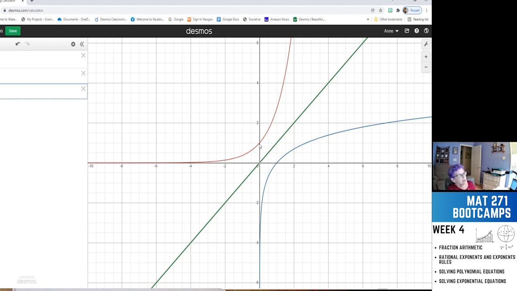So e raised to the 0 power is equal to 1, so the natural log of 1 is equal to 0. e raised to the first power is equal to e, so the natural log of e is equal to 1. Did that help? Yes, very, very much. Thank you. You're welcome.